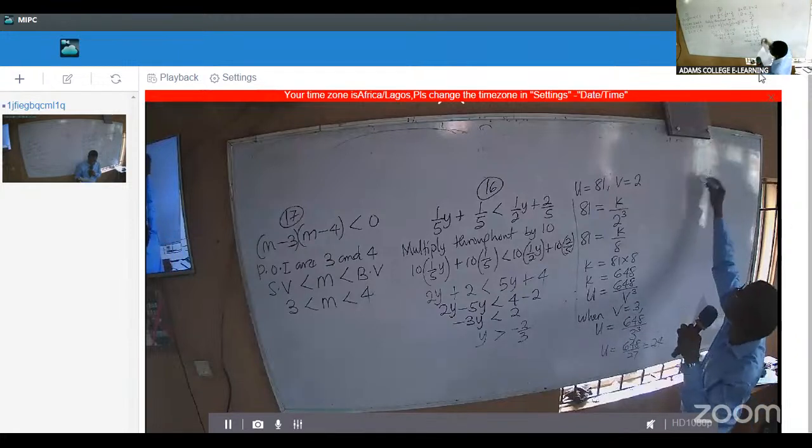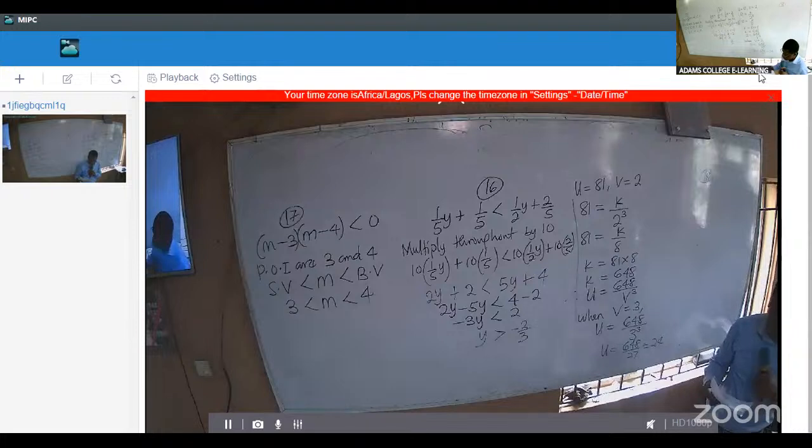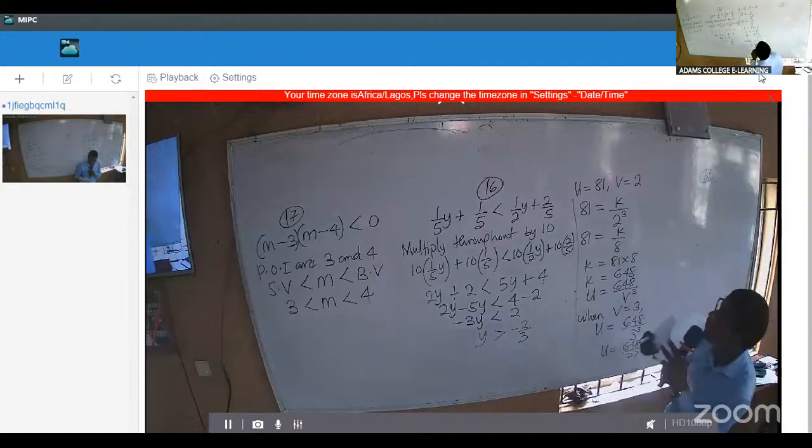18. The shaded region above is represented by the equation. Now, there are many ways of doing it, but I don't want to solve it. If I don't want to solve it, there's a way of doing it. But if I want to solve it, let's solve it like this.